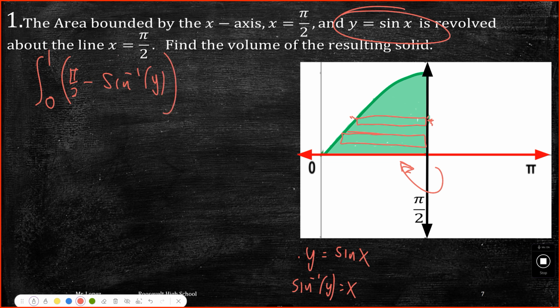That's going to be pi r squared dy. So from 0 to 1, pi times the quantity pi by 2 minus sine inverse y, squared, dy. All right, so put that in the calculator.